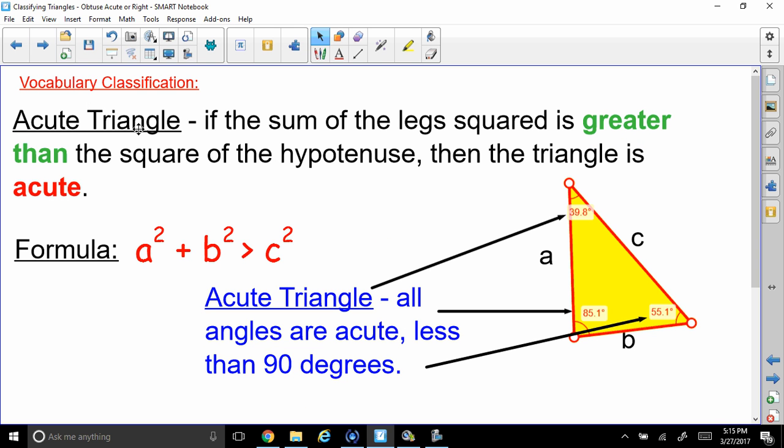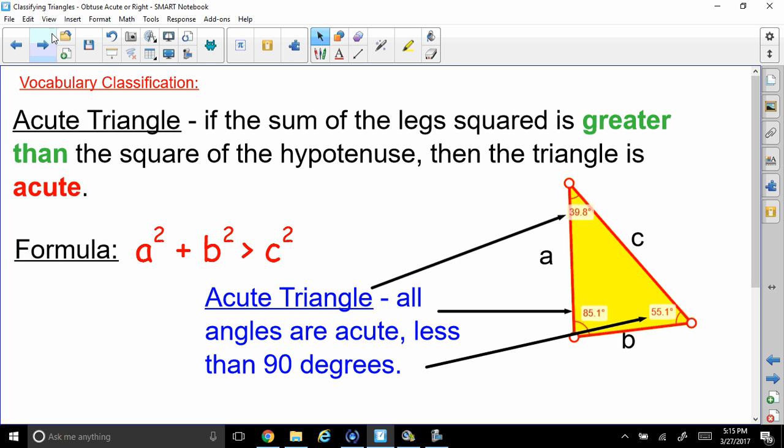Acute triangle: if the sum of the lengths squared is greater than the square of the hypotenuse, then the triangle is acute. So the formula you should have is a squared plus b squared. Instead of equaling c squared like Pythagoras said, a squared plus b squared is going to be greater than c squared. And that will end up having an acute triangle, because acute triangles are triangles that have all the angles less than 90 degrees. All of the angles less than 90 degrees is what we're aiming for.